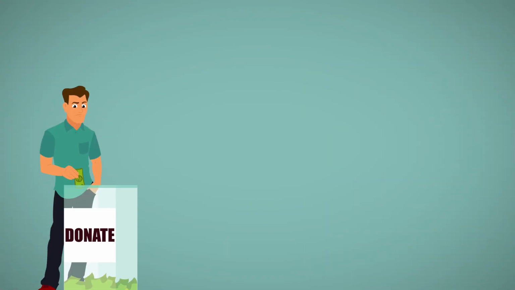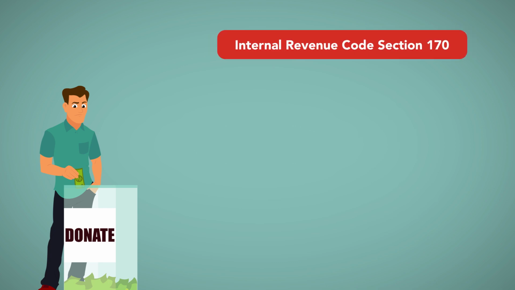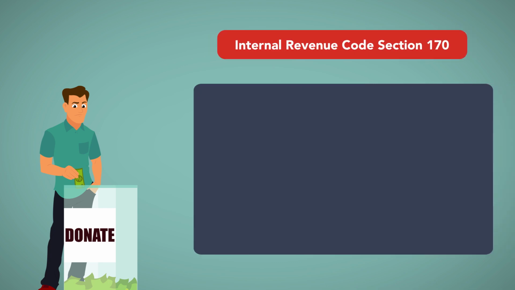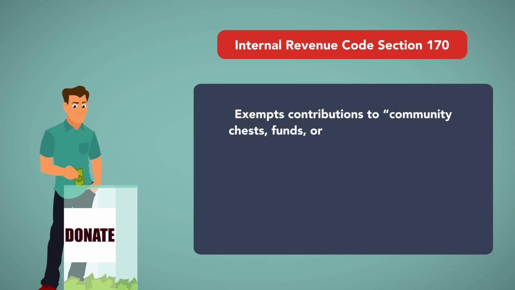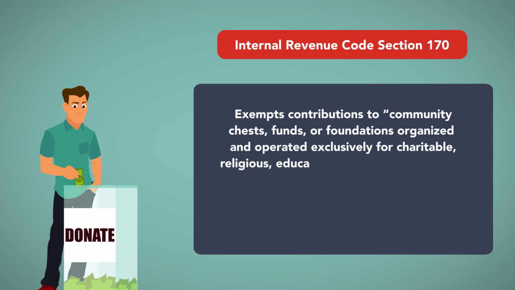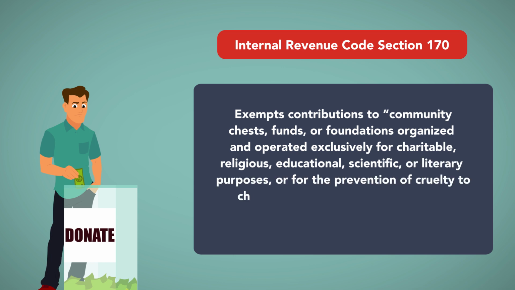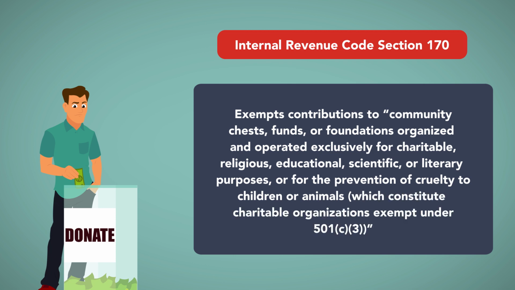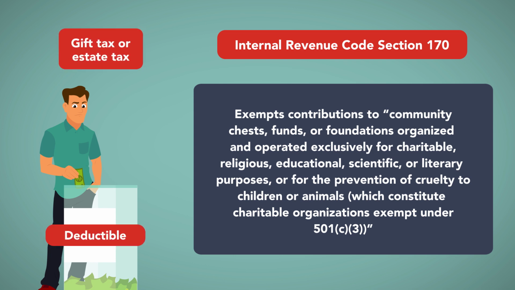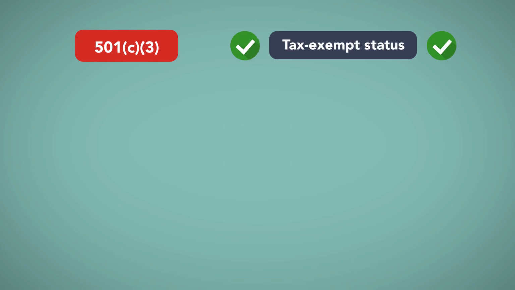In addition, individuals donating to these organizations may take charitable contribution deductions under Internal Revenue Code Section 170, which exempts contributions to community chests, funds, or foundations organized and operated exclusively for charitable, religious, educational, scientific, or literary purposes, or for the prevention of cruelty to children or animals, which constitute charitable organizations exempt under 501(c)(3). These contributions may also be deductible to the donor for gift tax or estate tax purposes. As a result, tax-exempt status under 501(c)(3) is highly desirable.